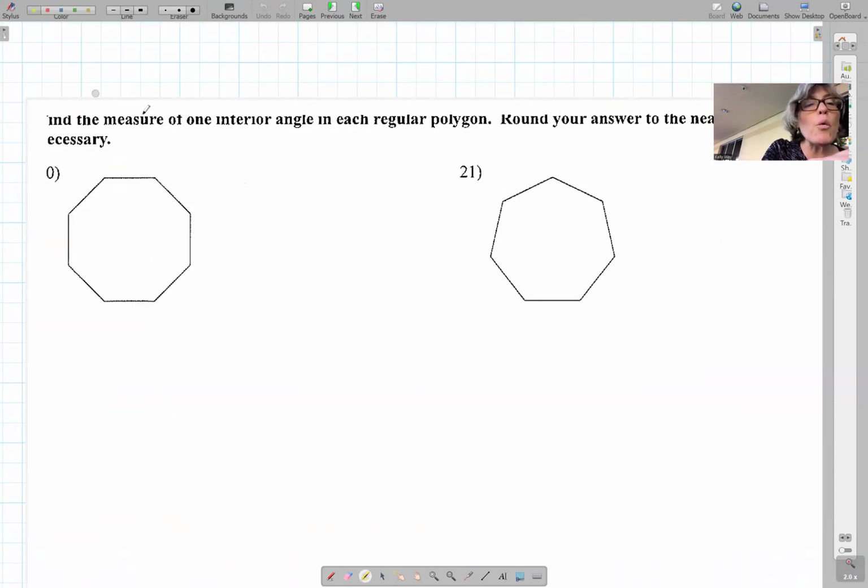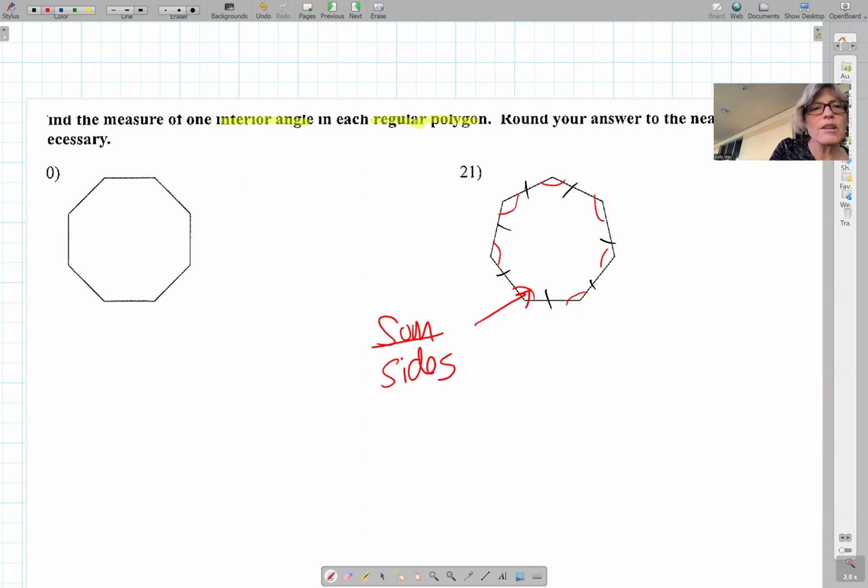Find the measure of one interior angle, and it's regular this time, which means all of these are the same, the sides are the same, and the angles are the same. So the song goes, each angle of a regular polygon, sum over sides, ain't this fun? So this interior angle is going to be sum over sides. And if I'm asked for the exterior angle, that's also sum over sides.